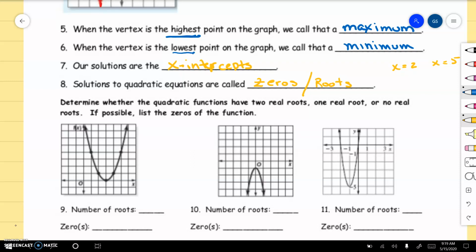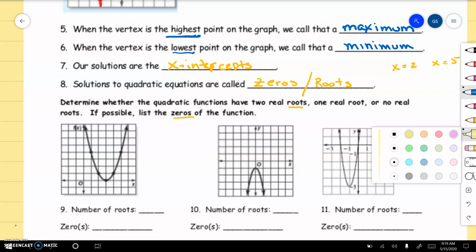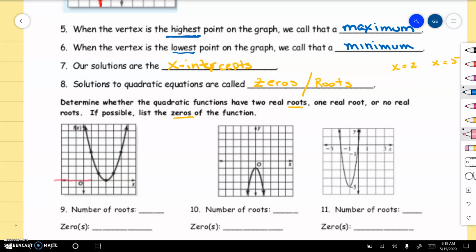Okay, determine whether the quadratic functions have 2 real roots, 1 real root, or no real root. That means 2 solutions, 1 solution, or no solution. If possible, list the zeros of the function. Okay, roots and zeros are going to be the same thing. So, number of roots is how many times does, first of all, I'm going to make this my x-axis here. I just want to make that visible.